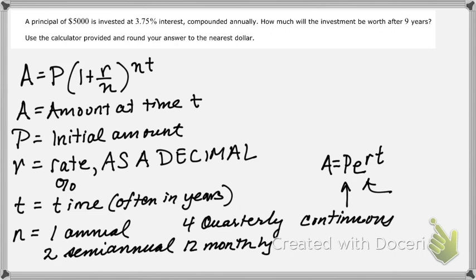You should know that E is approximately 2.718. But there is a calculator key for E for any calculator that you're using. And the PRT of that equation is the same as the PRT of the other compound equation. So take that all in, and then we'll move on and do some problems here.